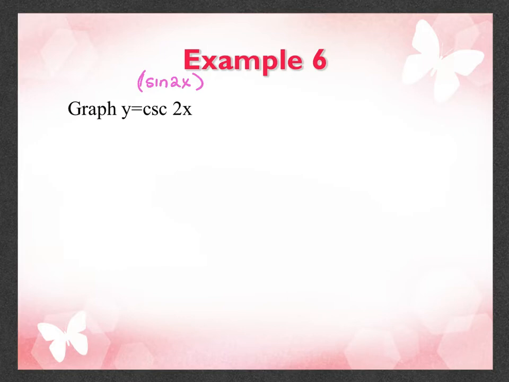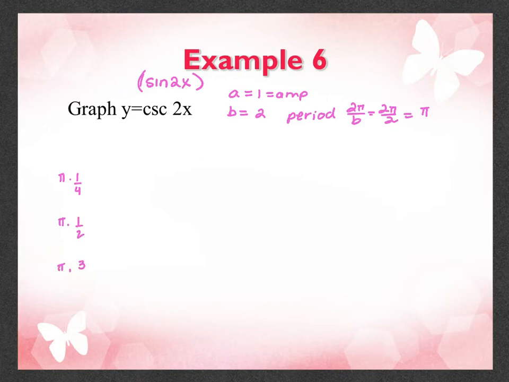So I go back to what we did in 4-5. A is 1, which is your amplitude. B is 2, and the period is 2 pi over b because it's sine. So it's 2 pi over 2, which is pi. Then I do my quarter point, my half, and my 3/4. The first one's going to be at 0 because there's no phase shift. The last one's going to be at pi. That's the period.